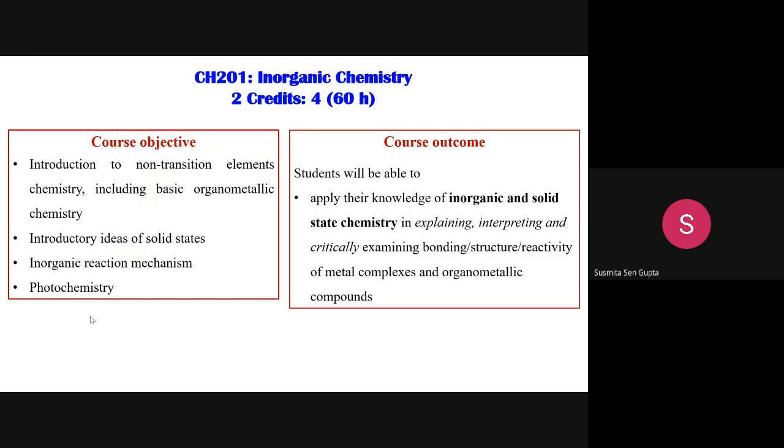Now what is the course outcome? What you will learn after this? Students will be able to apply their knowledge of inorganic and solid state chemistry in explaining, interpreting and critically examining the nature of the metal complexes and organometallic compounds. So this is the main outcome of inorganic chemistry. You have to interpret, explain and think critically on these chapters. What is the credit? I think I have missed it. This is not a 2 credit. This is the 3 credit course. And credit is 4 and it is a 60 hours course.